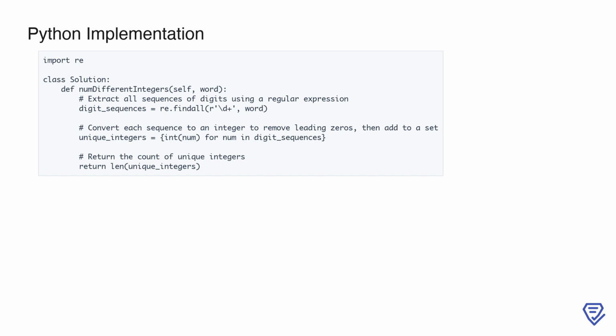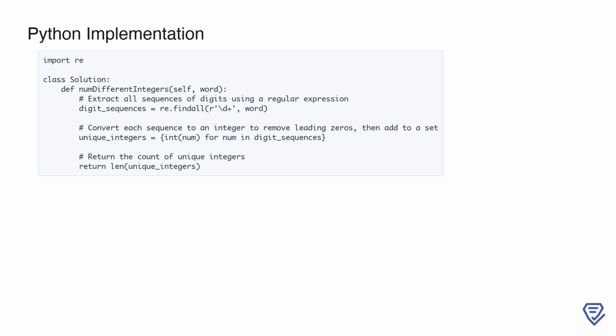This implementation solves the problem of finding the number of distinct integers in a string using Python. Let's break it down step by step. 1. Importing the re module. We use Python's re module for regular expression operations. Regular expressions are crucial for extracting sequences of digits from the input string efficiently.